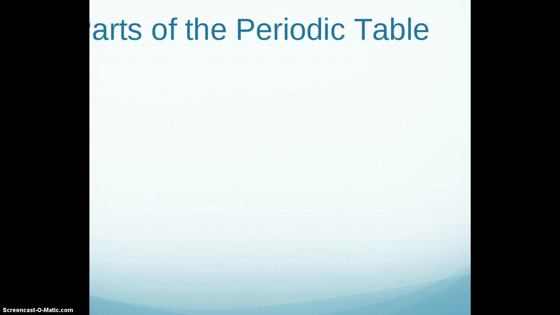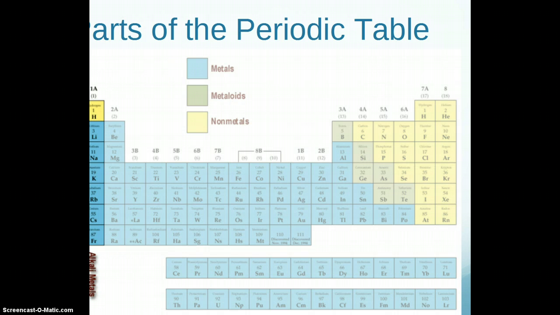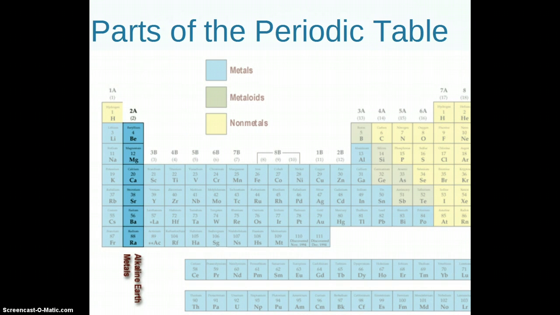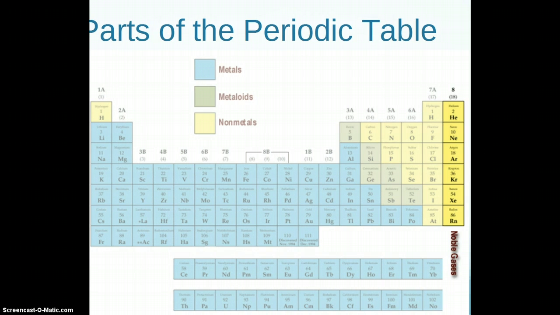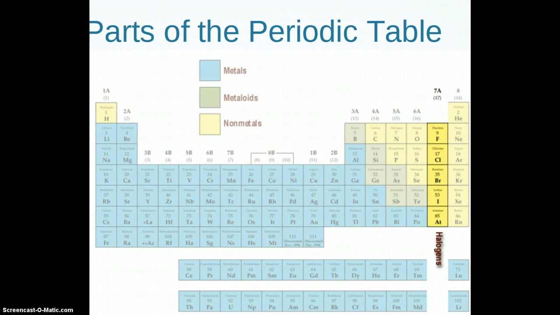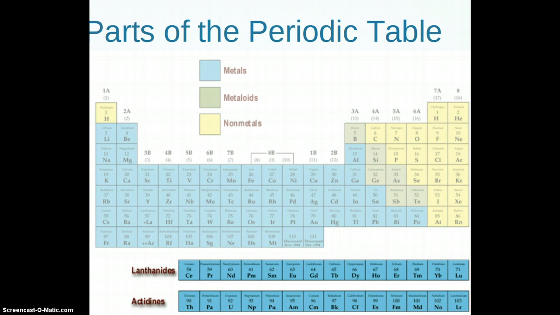The information about the periodic table is pretty standard, but let's consider where these elements are. The alkaline earth metals, the alkali metals, the noble gases, the halogens: they're elements that have similar properties, and that's why they were grouped together in the first place.